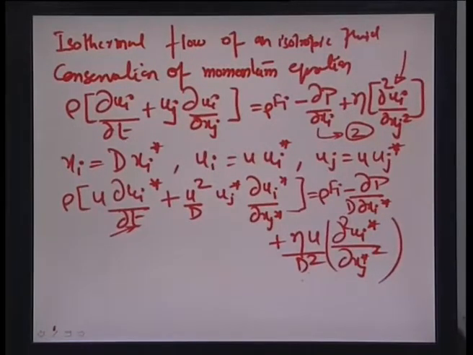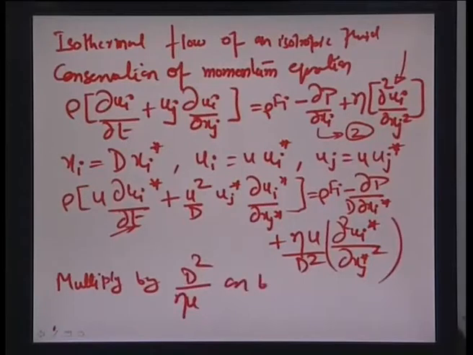So this is clear at this stage, right. Let us do a little bit of algebraic manipulation here. We multiply this equation by d square by eta u on both sides.